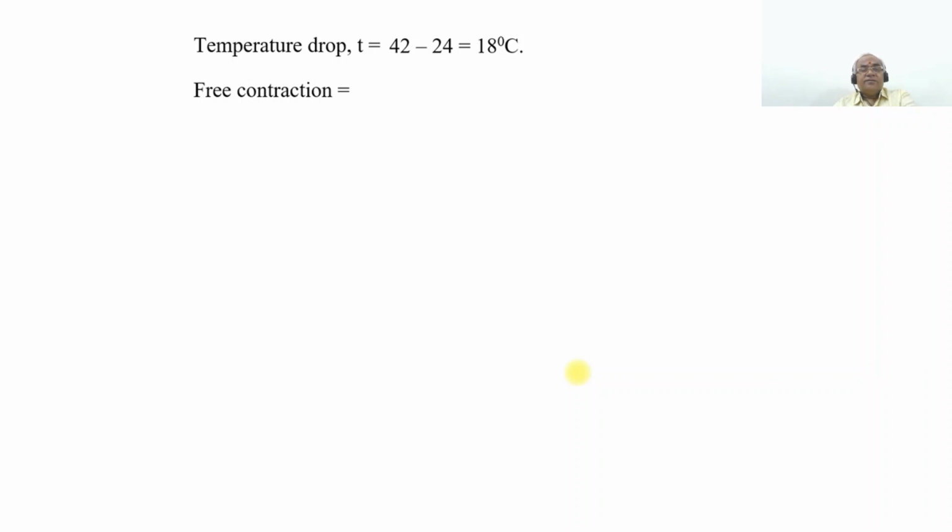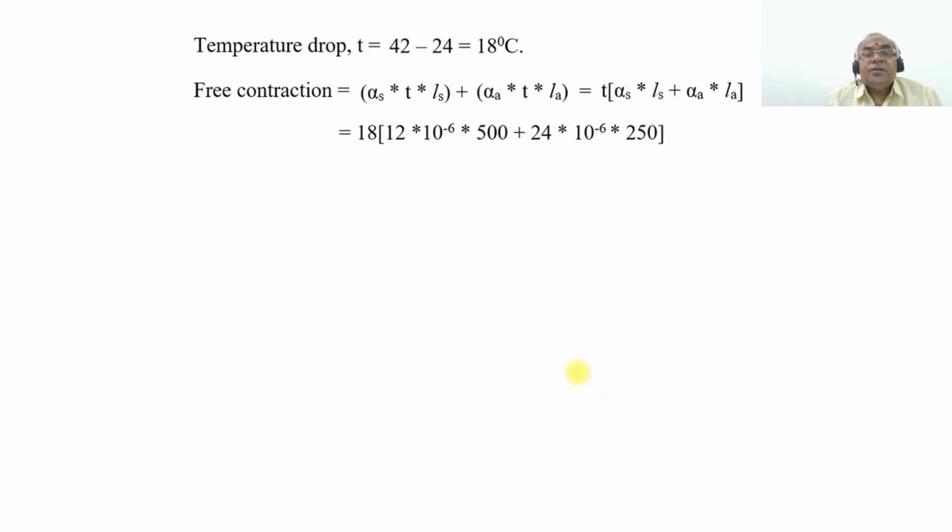Therefore, the free contraction is alpha S into T into LS plus alpha A into T into LA, which will be equal to, taking T as the common factor, T into alpha S into LS plus alpha A into LA.